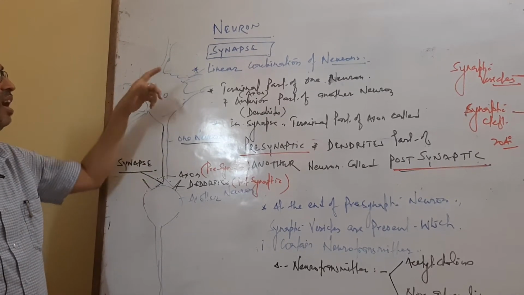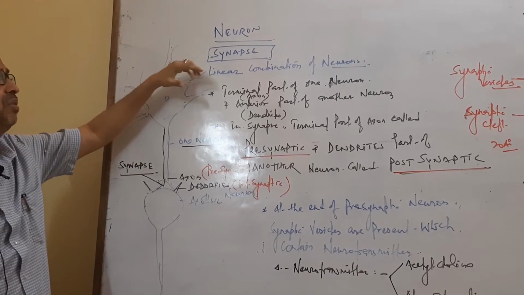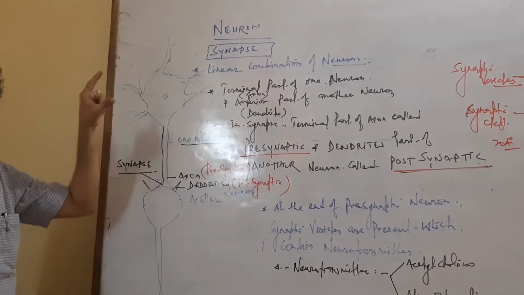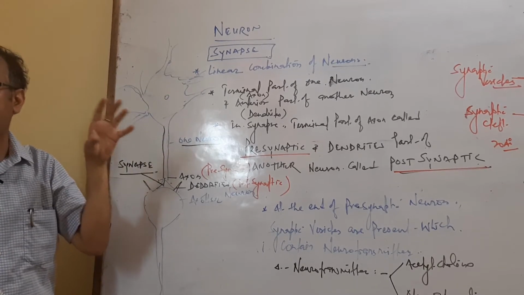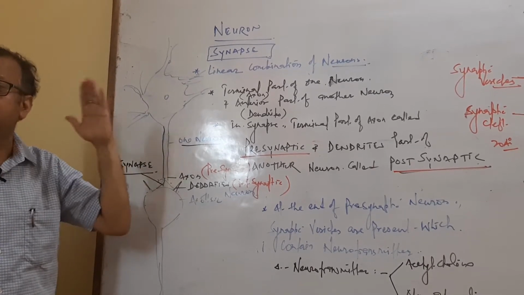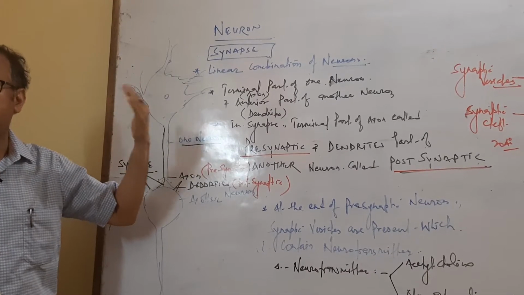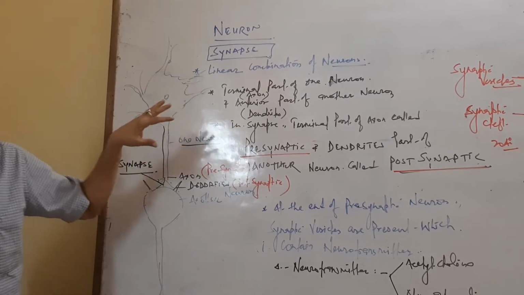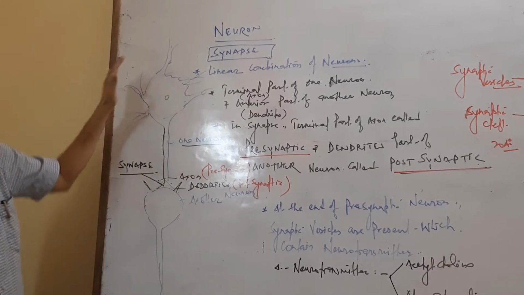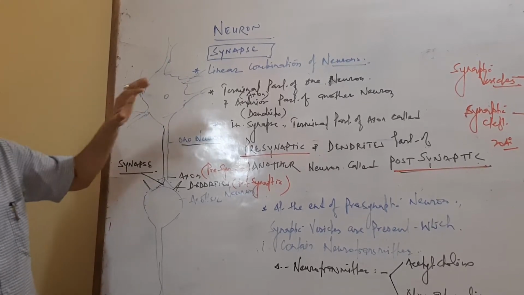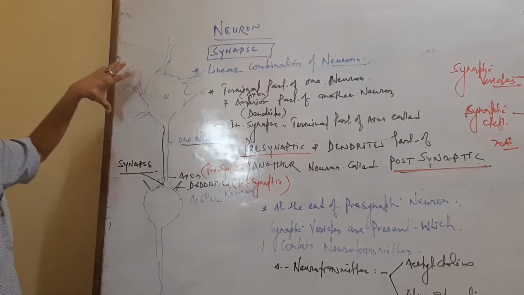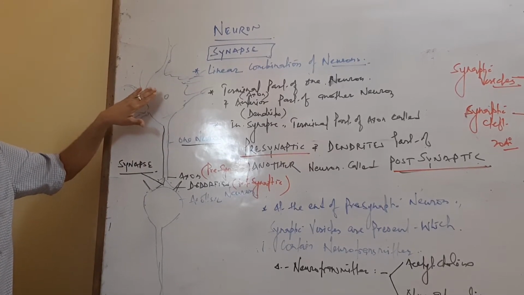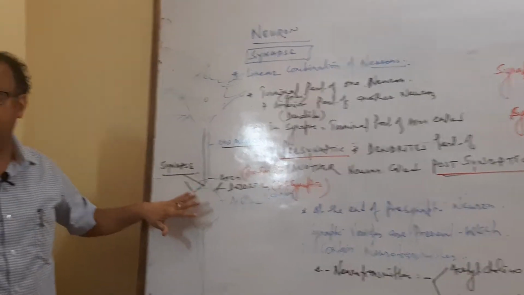In the previous class we already discussed the neuron structure. We already saw the multipolar structure of the neuron. It might be unipolar, bipolar, pseudopolar, or non-polar, but the detailed structure has been seen in multipolar neurons. In multipolar neurons, there are many dendrites with one cyton, the cell body, and the posterior elongation is called the axon.